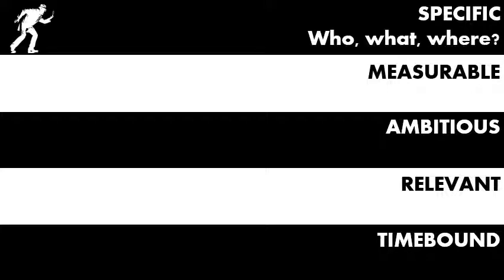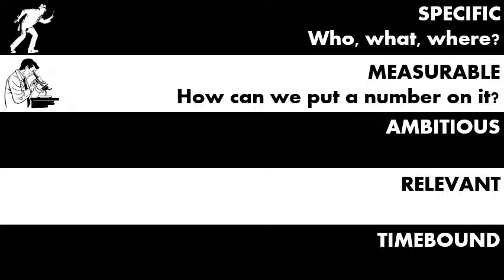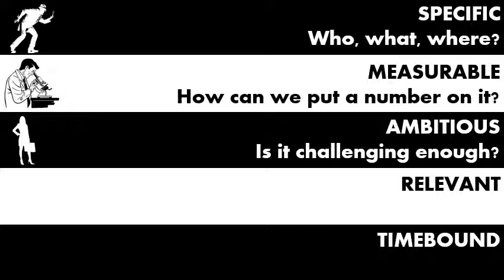S is for specific, M is for measurable, A is for ambitious, R is for relevant, and T is for time-bound. And for each of these characteristics of effective goals, we're going to have a little guest pop up and ask us some questions about it. So for specific, we're going to have an old-timey detective, and he's going to ask us who, what, and where. For measurable, we're going to have a scientist, and he's going to ask us how can we put a number on it. For ambitious, we're going to have a businesswoman, and she's going to ask us, is it challenging enough? For relevant, we're going to have a philosopher, and he's going to ask us why.